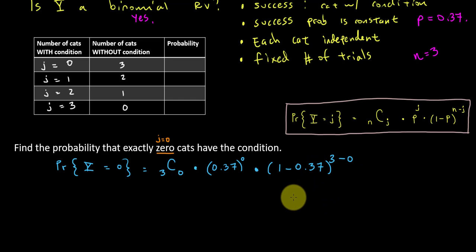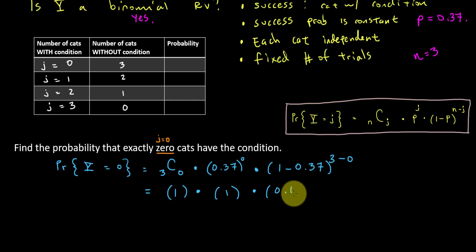Okay. We can certainly and probably should use a calculator to help us with some of these calculations. However, in a group of 3, how many ways are there to select 0 cats? There's only one way to do that, so I don't need a calculator for that. 0.37 to the 0th power is also a 1. Don't need a calculator there. And here, let's go ahead and perform this computation.